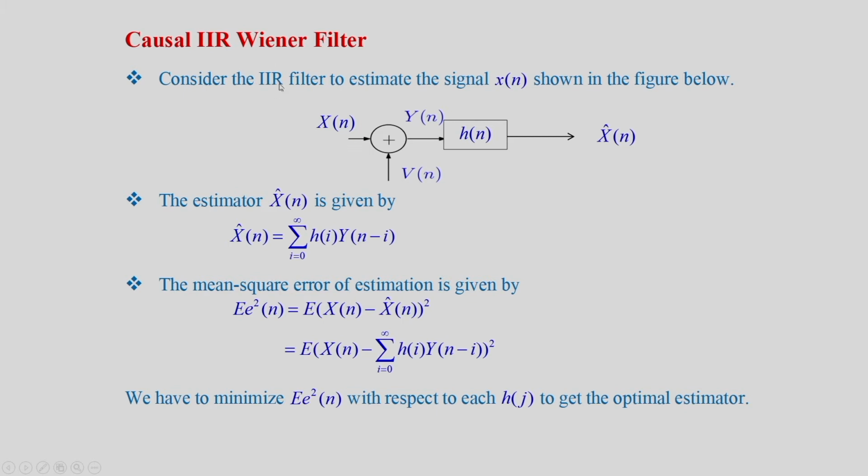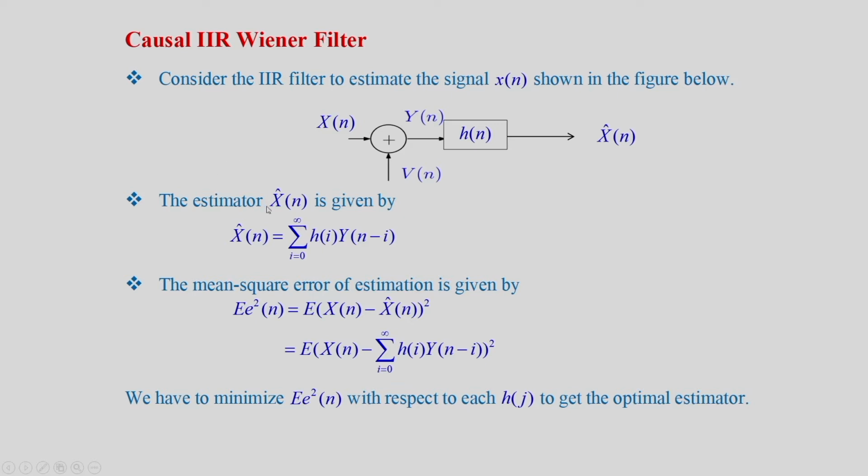Let us consider this filtering problem. Consider the IIR filter to estimate signal x n as shown in figure below. This is the figure. Here x n plus v n, that is our observed signal y n, and we apply the IIR Wiener filter with filter coefficient h n to get the estimated signal x hat n. So, this is the IIR Wiener filter structure. There are infinite number of coefficients from h 0 to h infinity.